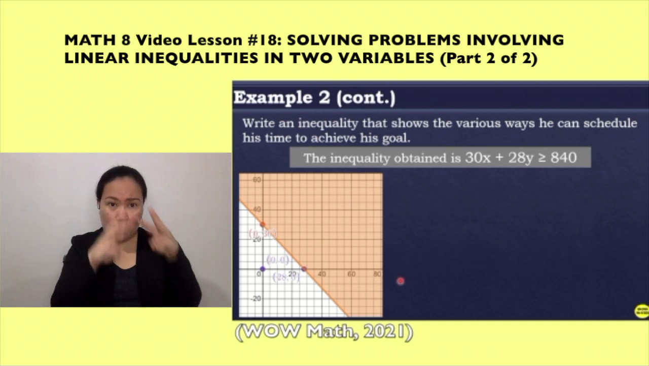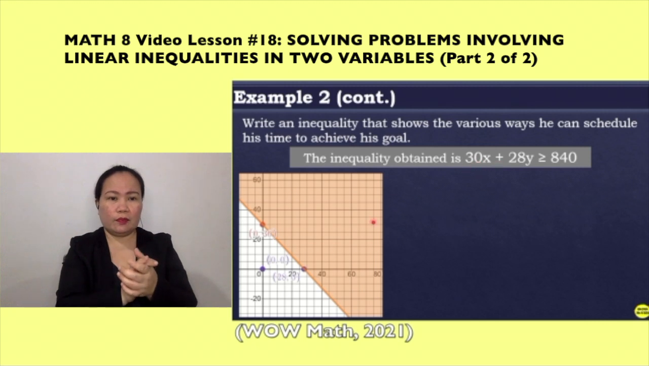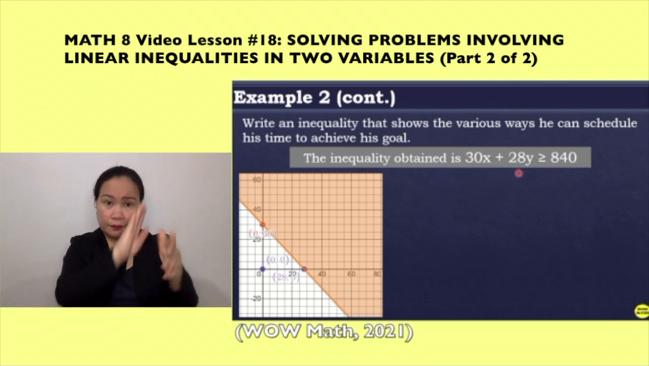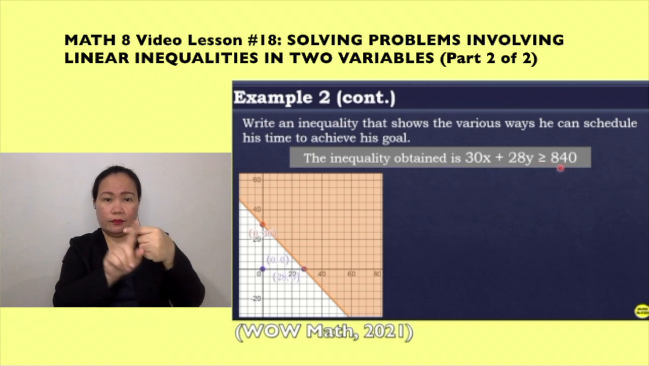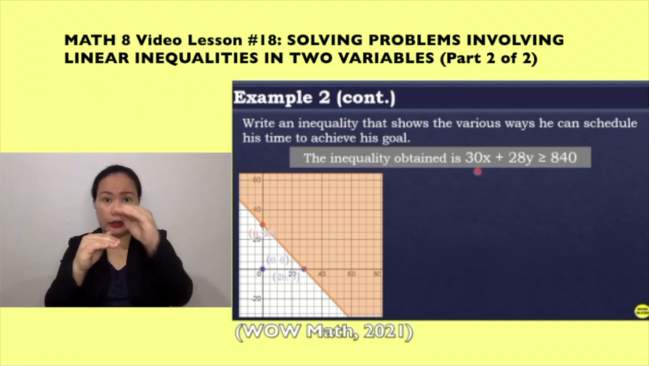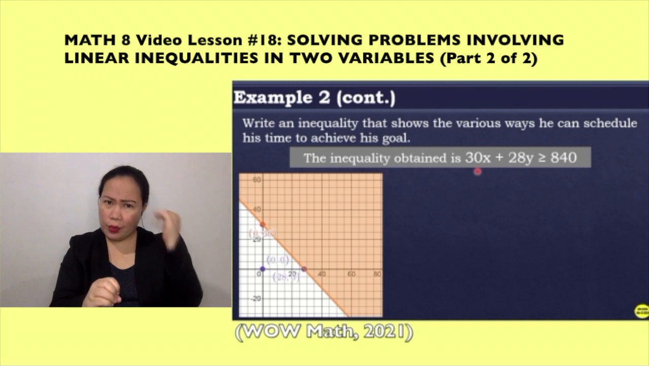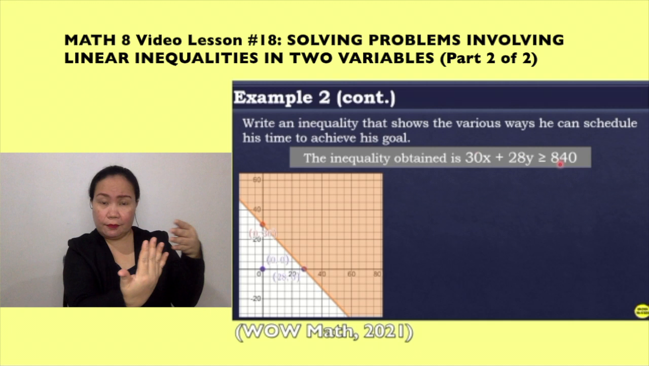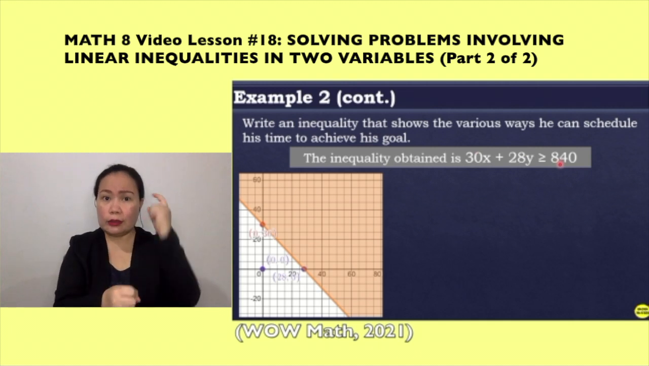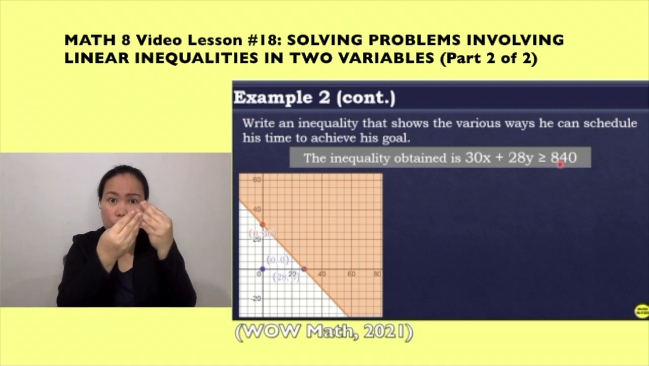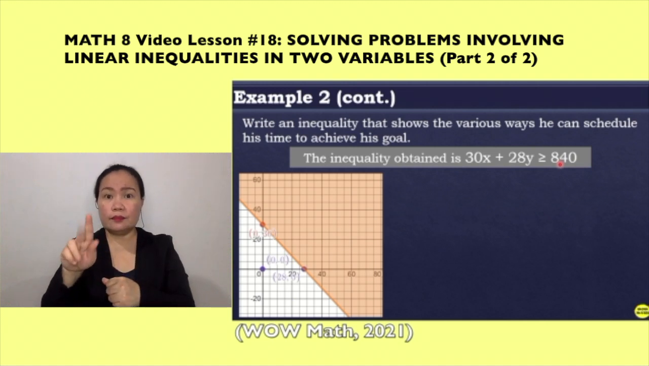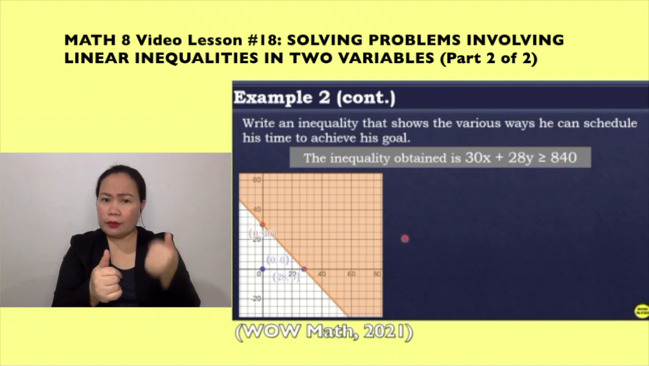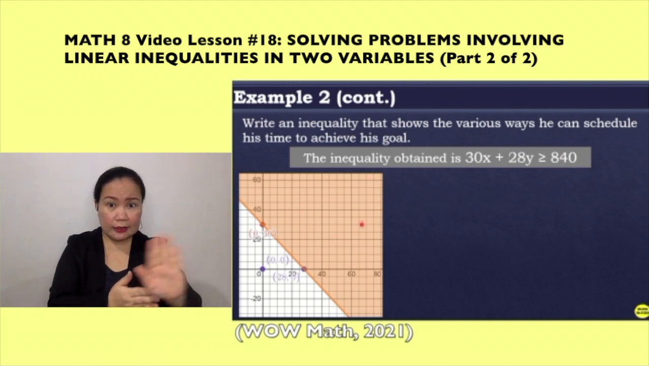Okay? So, this is the graph of 30x plus 28y is greater than or equal to 840. Now, why do we need to graph the given inequality? Ang graph actually nakakatulong siya para mas mabilis mong masagutan yung tanong. Okay? Mabilis mong makikita yung solution. So, again, kagaya nga ng sinabi ko, paano ba natin malalaman ang solutions of the given inequality? Ito pong shaded region. Okay?